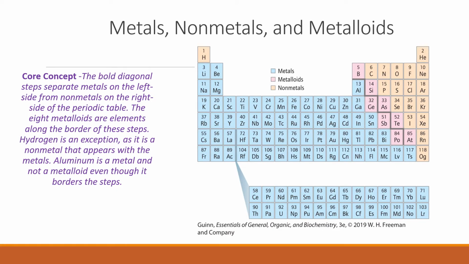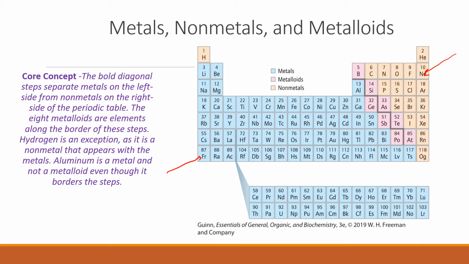All the elements which are shown in blue in color are metals, and the yellowish orange color elements are non-metals, and all pink colored elements are metalloids. Generally, metals and nonmetals have very different physical and chemical properties. Metalloids have characteristics of both metals and nonmetals.